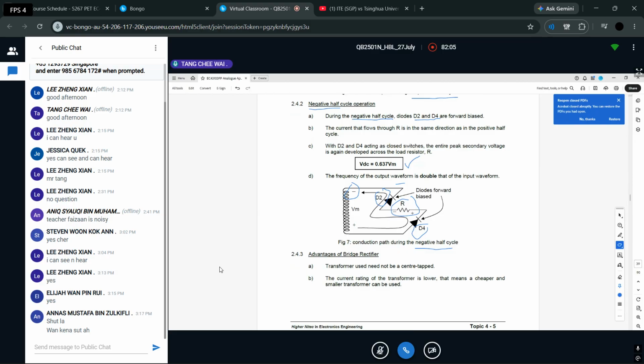Any question? I pause for a short while to clarify for the bridge rectifier. Anyone?